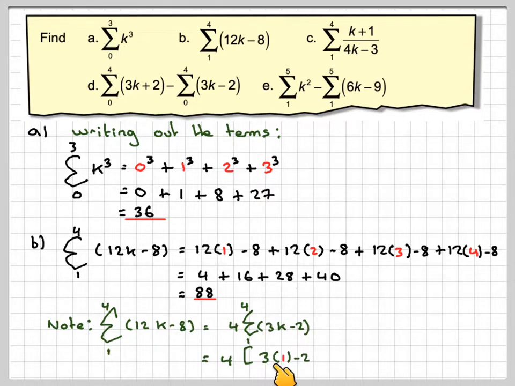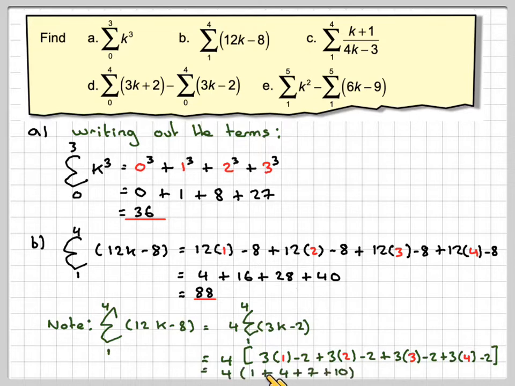So it will be 4 times, 3 times 1 minus 2, plus 3 times 2 minus 2, plus 3 times 3 minus 2, plus 3 times 4 minus 2. So that would be 4 times 1 plus 4 plus 7 plus 10, which is 4 times 22, which is 88. Notice obviously we get the same answer whichever way we do it.